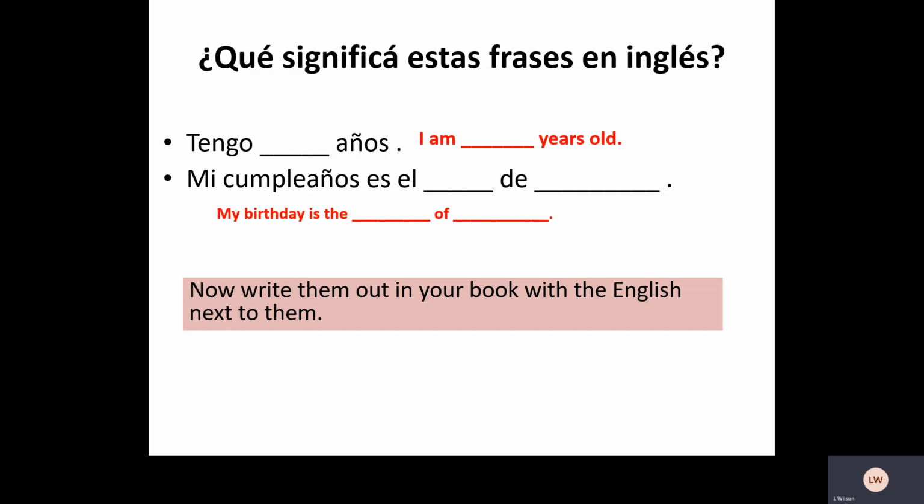And mi cumpleaños es el, and then de is how you say my birthday is the whichever date of whichever month. So now on your sheets of paper, I want you to write out those phrases, fill them in with your age and your own birthday, and write the English next to them. Make it very neat and make sure you leave at least one line in between each sentence. 5 minutos.